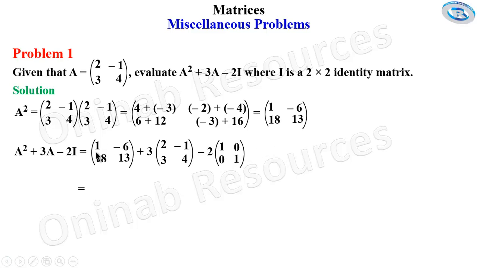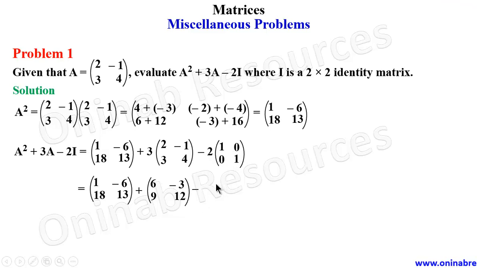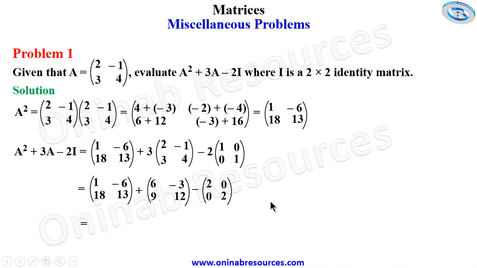So we then simplify. We use this 3 to multiply every entry in the matrix. So we have plus 6, negative 3, 9, and 12. I have used this 3 to multiply every entry here to have this. Then this is minus. We are using this 2 to multiply every entry here. That's going to give us 2, 0, 0, 2.